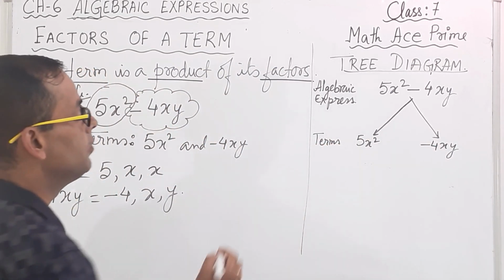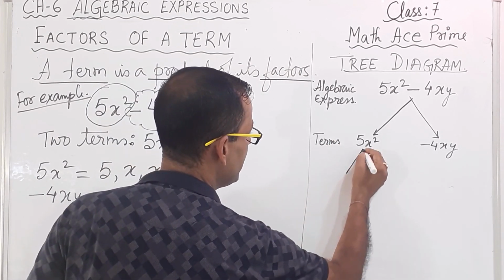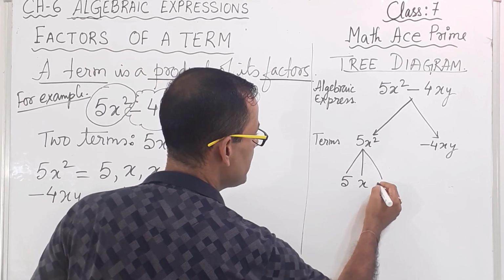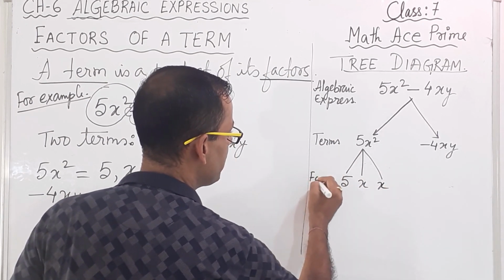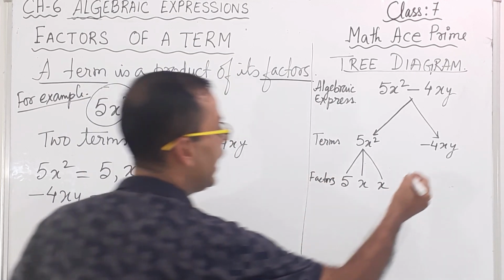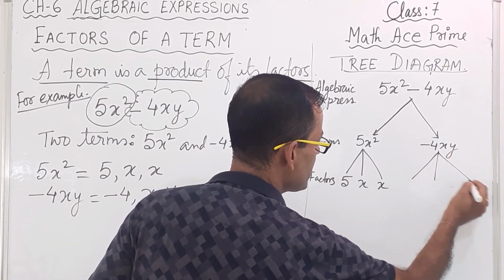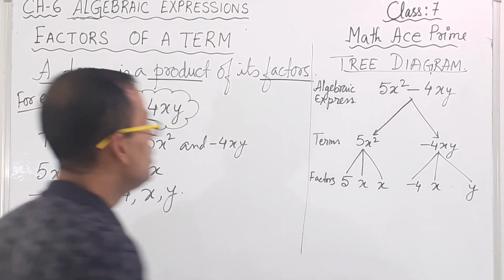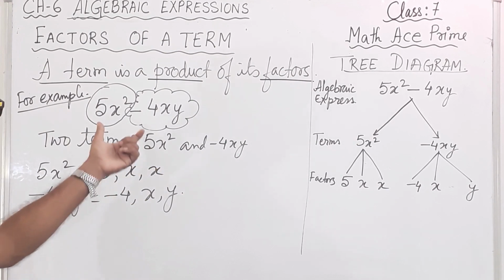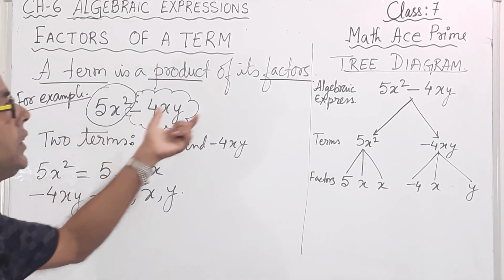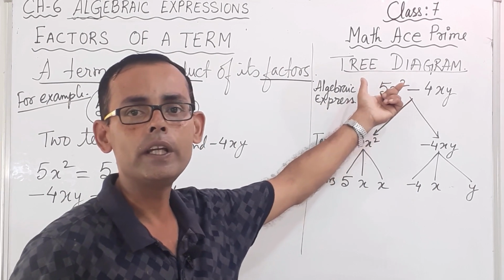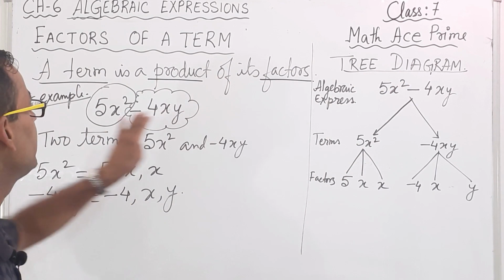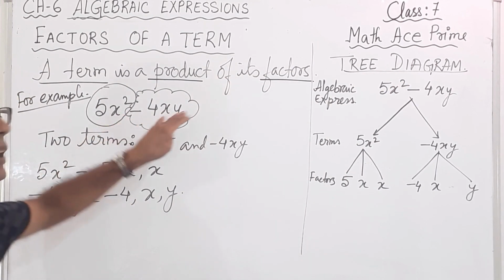Now after the terms, we will express them into factors. What are the factors? One is 5, one is x, one is again x. So these are the factors. Clear? And this one also can be expressed. One factor is minus 4, one is x and one is y. So we can express one algebraic expression with the help of a tree diagram. I hope you have understood the first concept, how many terms are there.